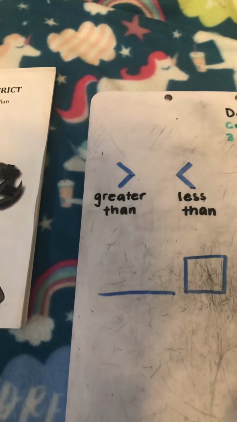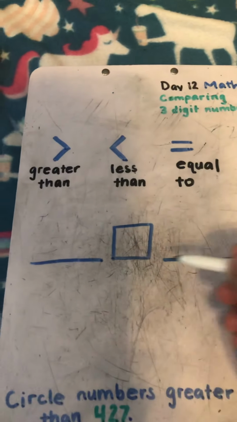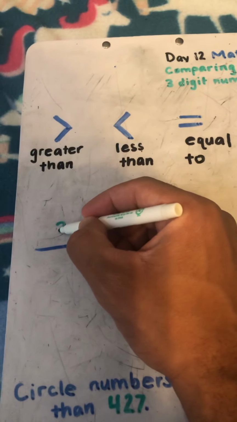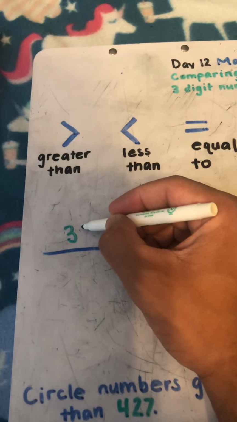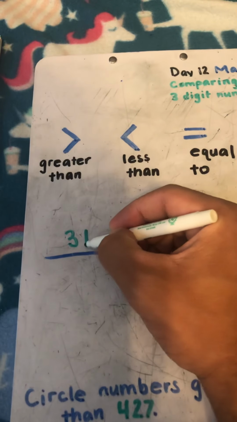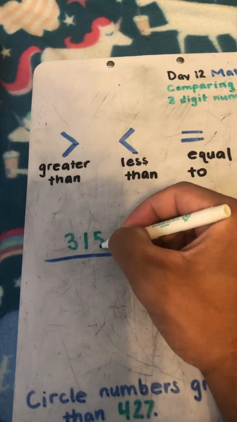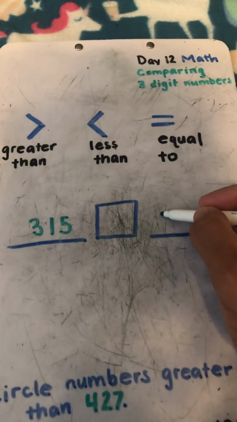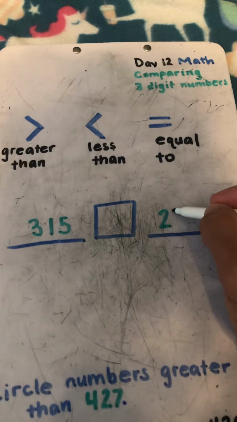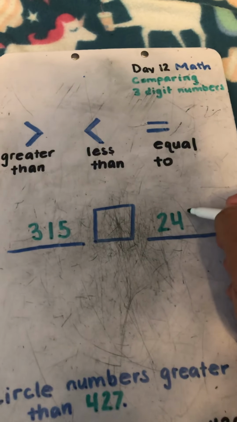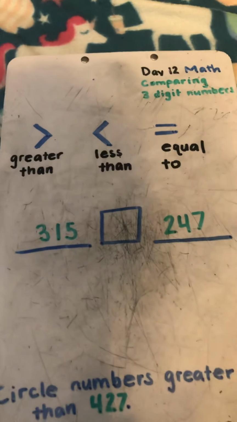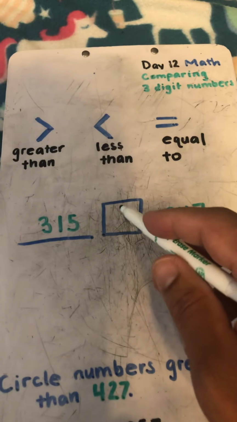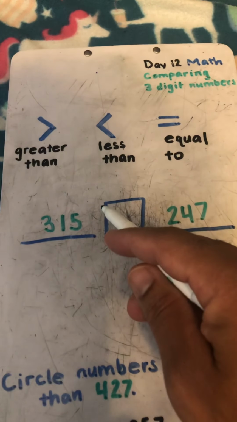So I'm going to give myself two numbers to start with here. In this case, my numbers will be 315, and I will compare that to 247. So I'm looking at these two values and I'm thinking to myself, well, how can I describe these numbers?